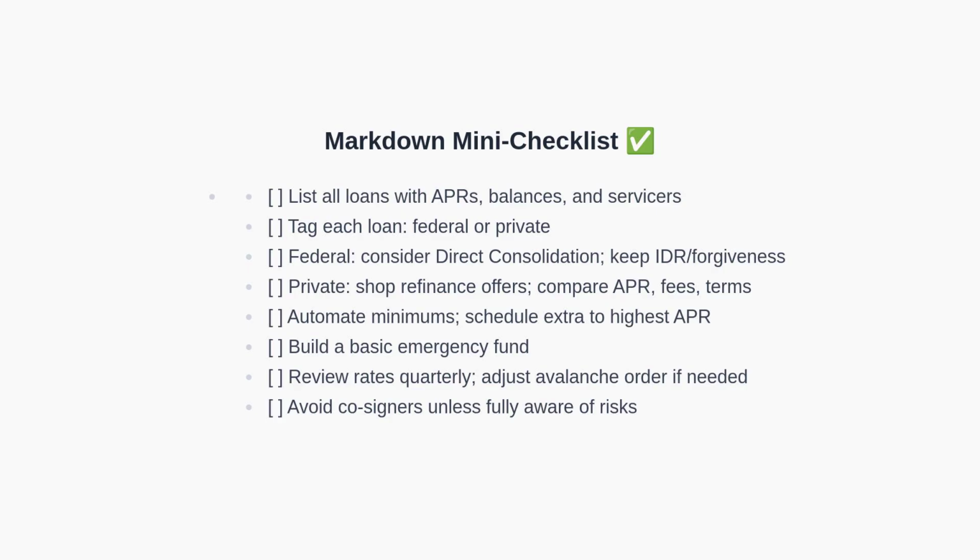Then, automate minimum payments and schedule a separate extra payment to the highest APR loan. After that, establish a basic emergency fund. Finally, review rates quarterly and adjust your Avalanche order if necessary. And avoid involving cosigners unless the risks are fully understood.